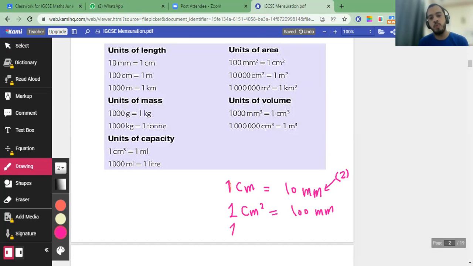If you want to find 1 cubic centimeter, so you need to put here power 3. So it will be 1000 cubic millimeter.